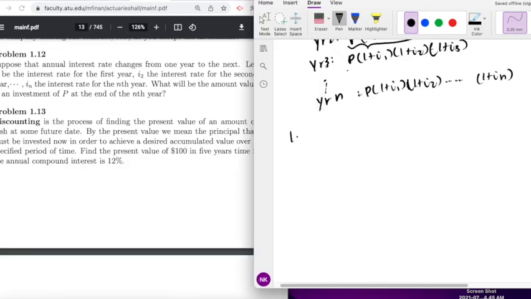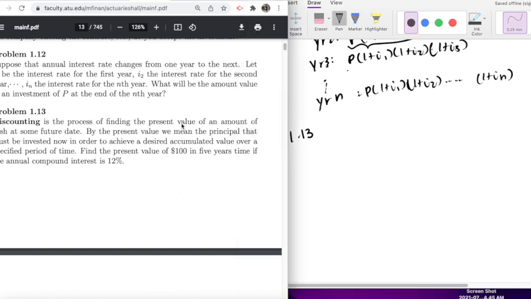Alright, so for 1.13, they're introducing discounting. What is discounting? Discount is the process of finding the present value of an amount of cash at some future date. By the present value, we mean the principal that must be invested now in order to achieve a desired accumulated value over a specified period of time. So find the present value.